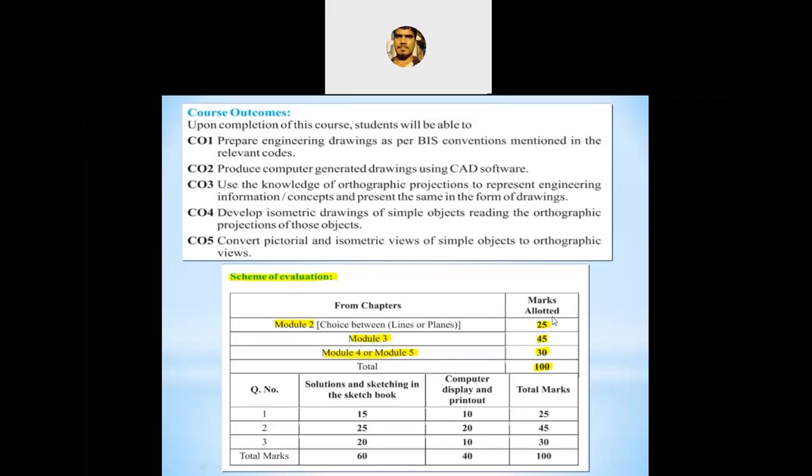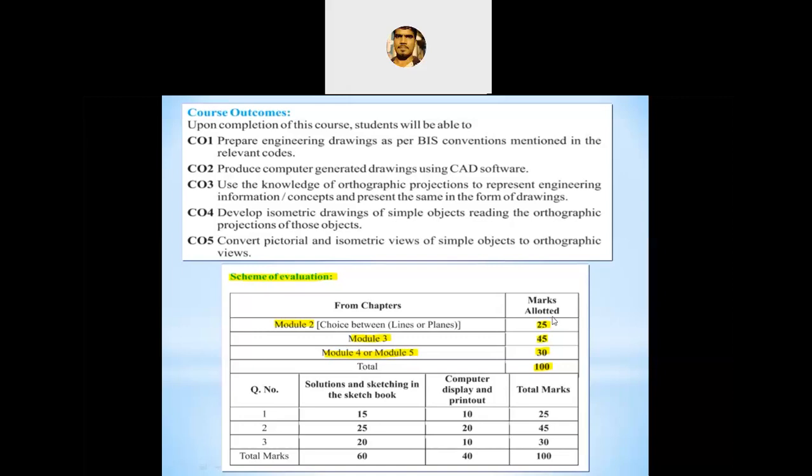Same for the solids. I told you solids is 45 marks, but in the solids it is again divided. 25 marks is for manual drawing. So manually you have to draw it in the sketchbook or on the sheets we give. Okay, it is of 25 marks, and the same drawing you have to represent in the system with the help of software. It is of 20 marks, total 45 marks.